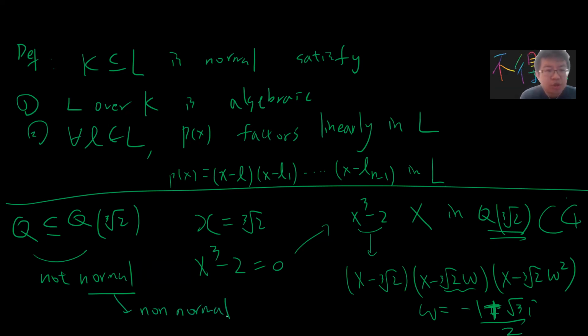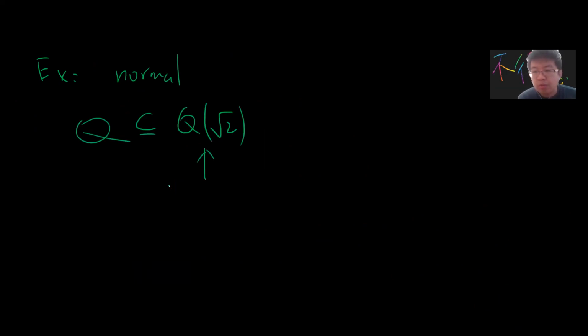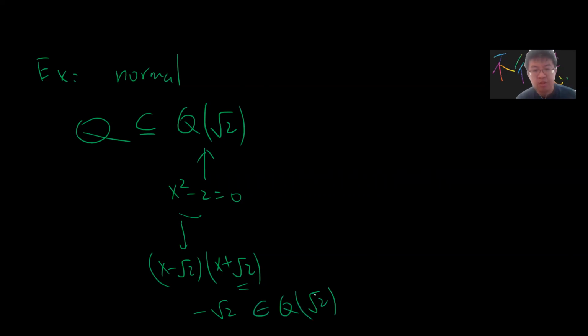And maybe a trivial example of a normal extension is that you take the square root of 2 over Q. The minimum polynomial of the square root of 2 is x squared minus 2 equals 0. So this factors as x minus square root of 2 times x plus square root of 2. And notice that minus square root of 2 is in Q adjoined square root of 2. And actually any quadratic extension, meaning that your solution satisfies a quadratic equation, always becomes a normal extension. But this is a different thing, not important.